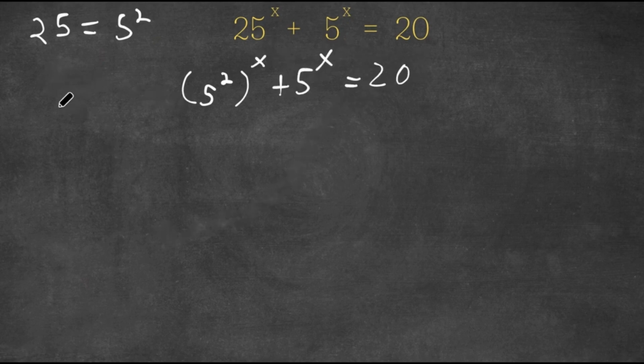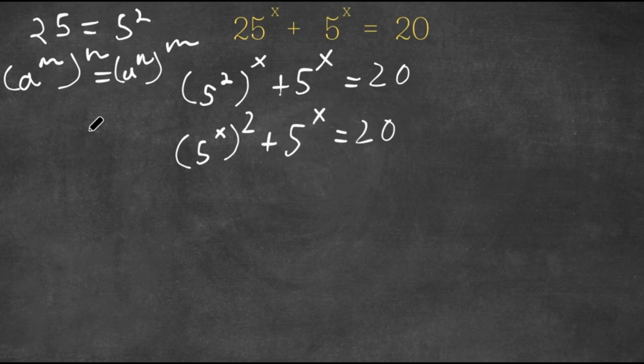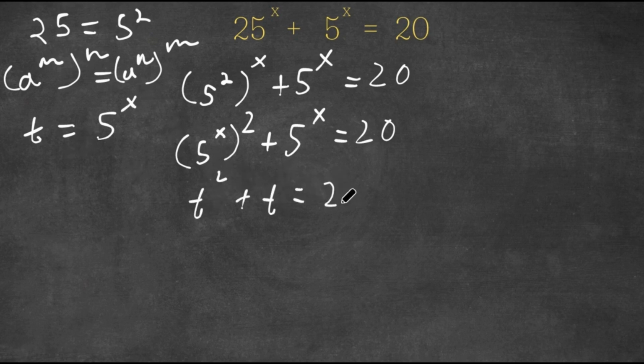Now, if we have something in the form a to the power of m to the power of n, this is the same thing as a to the power of n to the power of m. So 5 to the power of 2 to the power of x is the same thing as 5 to the power of x to the power of 2. So now I'm going to let the variable t equal 5 to the power of x. So now if I replace 5 to the power of x with t, I get t squared plus t is equal to 20.